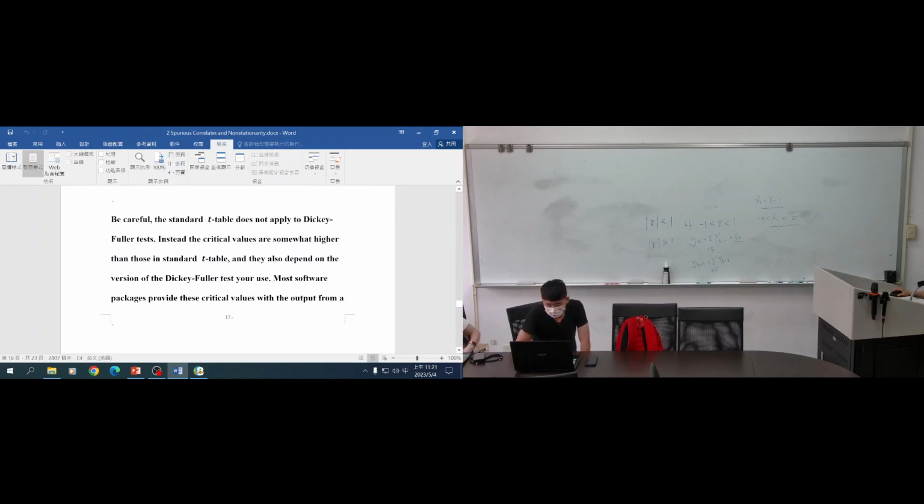Okay, this is saying that the standard t table does not apply to the Dickey-Fuller test. Instead, the critical values are somewhat higher than those in standard tables, and that also depends on the version of the Dickey-Fuller test. Most software packages provide the critical values, so you don't have to find them from some other table. Just look at the output, okay?